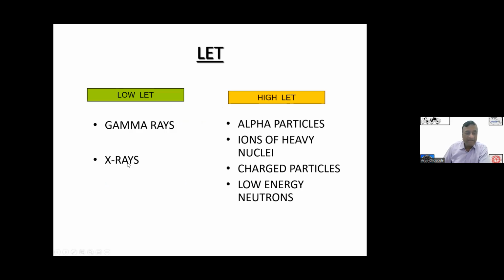So they are low LET radiation, keV per micrometer. Gamma rays and X-rays are low LET radiation, and high LET radiations are alpha particles, ions of heavy nuclei, charged particles, and low energy neutrons, because neutron has a different LET. High energy neutrons have a low LET, low energy neutrons have a high LET. And when we talk about radiation protection, we see the quality factor for the neutron ranges from almost 2 to 7 or 8.